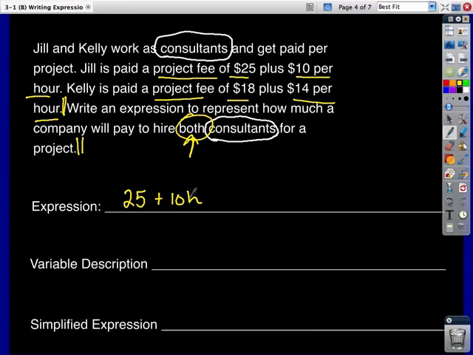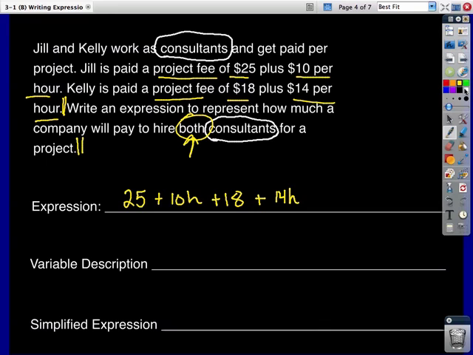So that took care of Jill. Kelly is paid a project fee of $18, just a fee, but she makes $14 per hour. So that's 14 times however many hours she works. So this right here is a good expression.